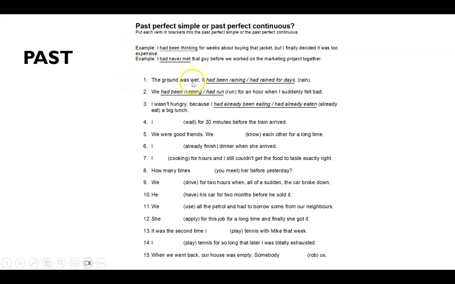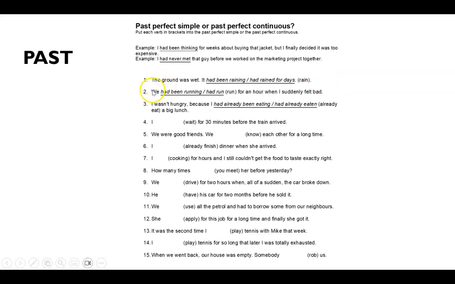Okay, the ground was wet. What feels more natural? It had been raining for days or it had rained for days? What do you think? Do you want to emphasize more here the action or the result? Well, the result, we see it here, the ground was wet. But I think the more logical thing is to show the action. It had been raining for days.